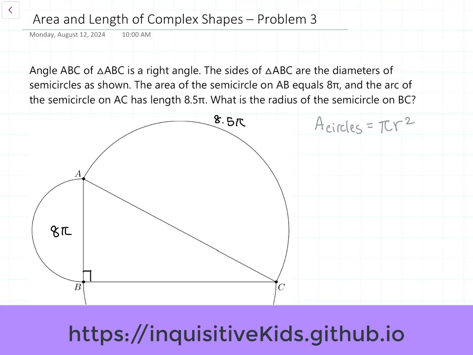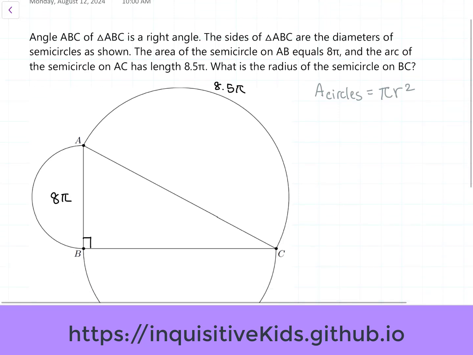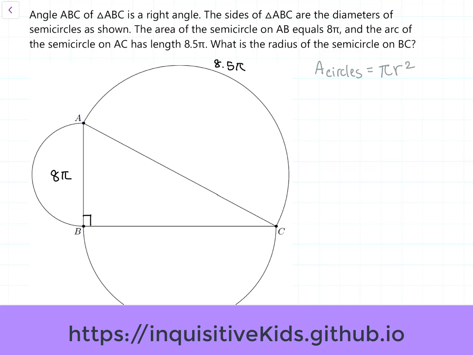Problem 3. Angle ABC of triangle ABC is a right angle. The sides of triangle ABC are the diameters of semicircles as shown. The area of the semicircle on AB equals 8 pi, and the arc of the semicircle on AC has length 8.5 pi. What is the radius of the semicircle on BC? Pause the video and try to solve this problem.